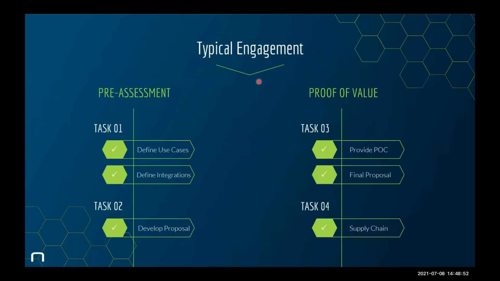A typical engagement that we do when the client wants to engage with us on this type of platform, the first process is to go through a pre-assessment process where we define all the use cases within an organization. Then we will go through a process of defining what kind of integrations will be required. That allows us to develop a proposal. Then we do a proof of value where a proof of concept can be run with the client before we conclude a final proposal. And then it's up to your supply chain processes to procure a solution.